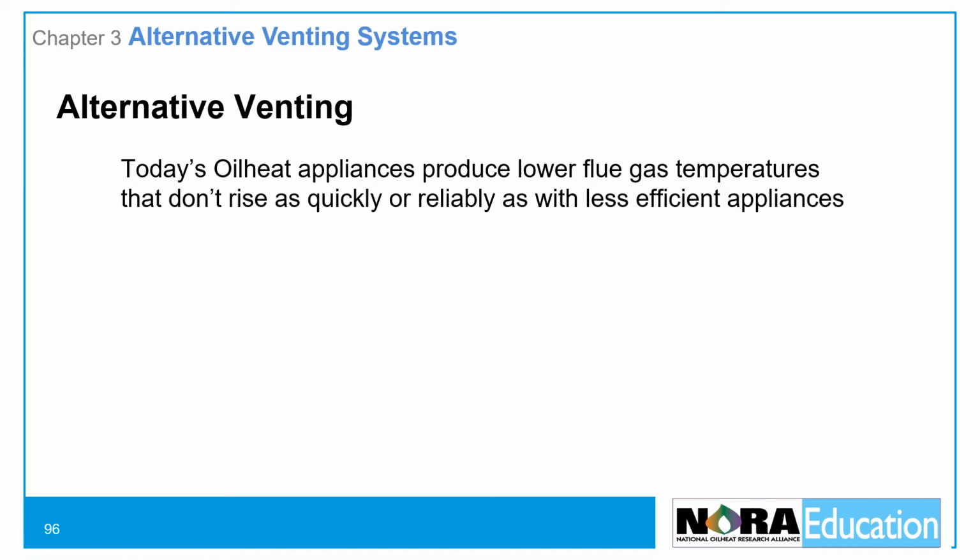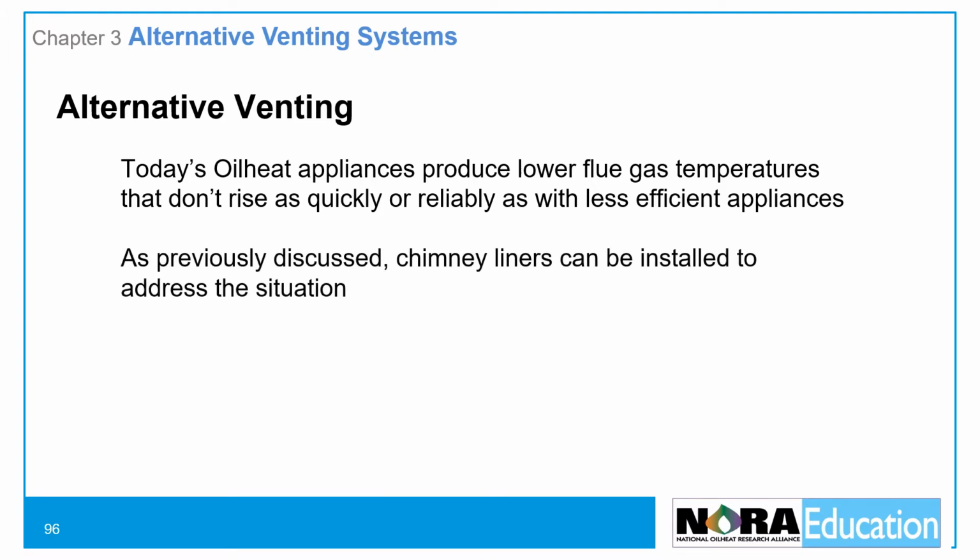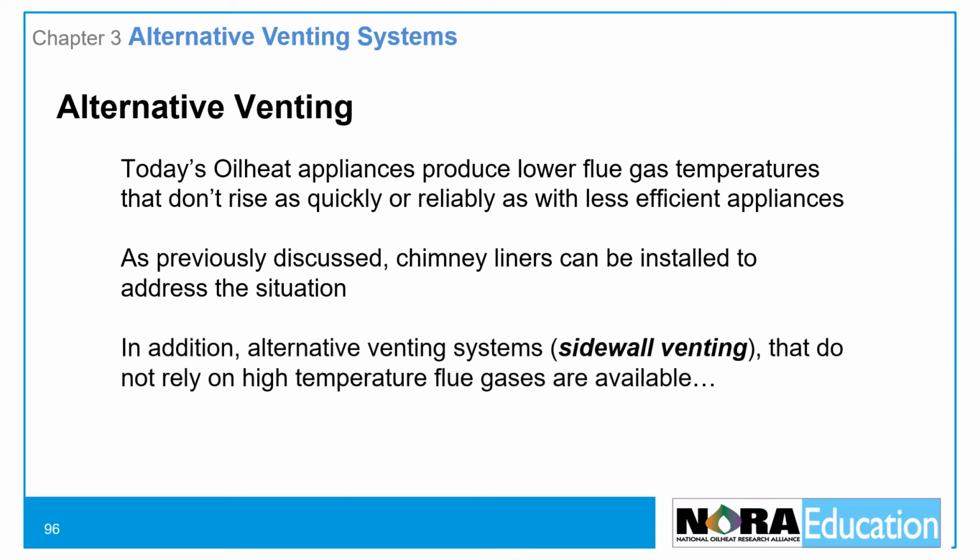One alternative to chimney lining is to install an alternative venting system that does not rely on high-temperature flue gases. This chapter will explain two types of alternative venting systems for non-condensing oil heat appliances. They are power venting and direct venting. Both are often referred to as sidewall venting.